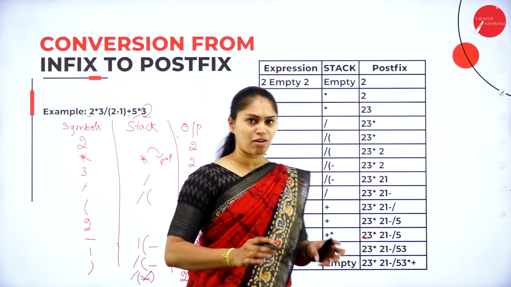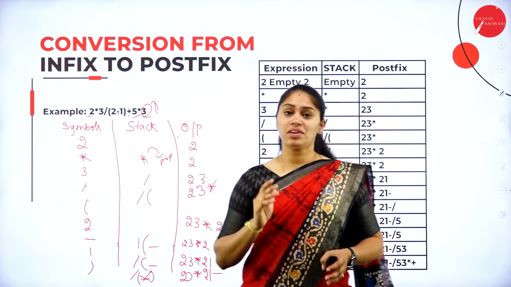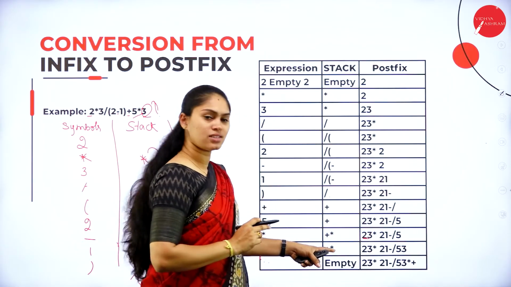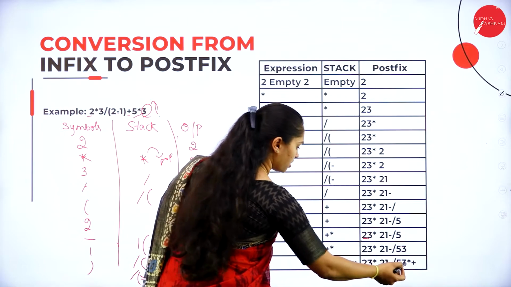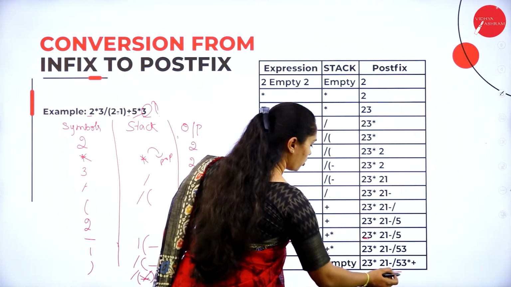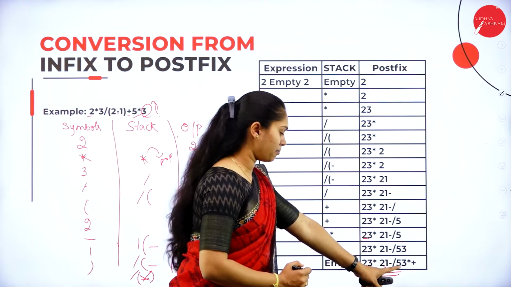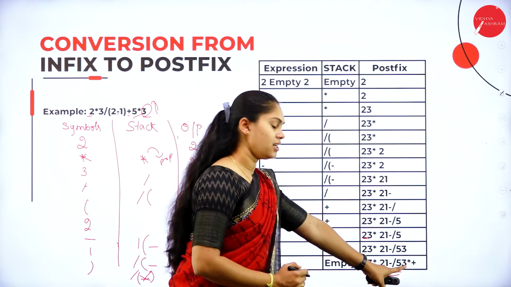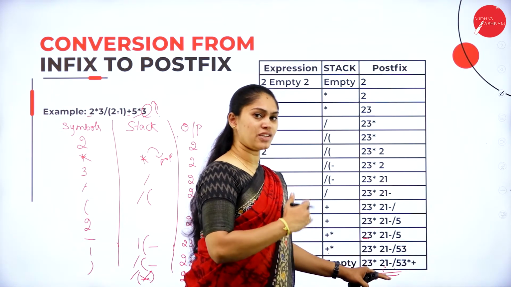Then you have to examine, do we have any other elements here? No, right? Then we have to pop out all the operators we have in the stack. So first the multiplication symbol, or asterisk, will pop out, then plus. The output will be 2 3 * 2 1 - / 5 5 3 * +. So this is the conversion from infix to postfix.